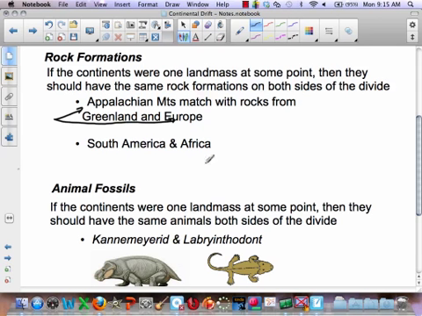And then what he also noticed is that if you go to the east coast of South America and the west coast of Africa, the two rocks again are the same. And so that's why, again, looking at the rock formations to make sure they're the same, we notice that they're the same.